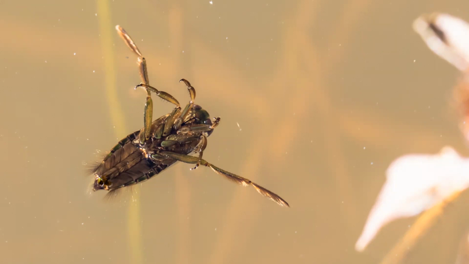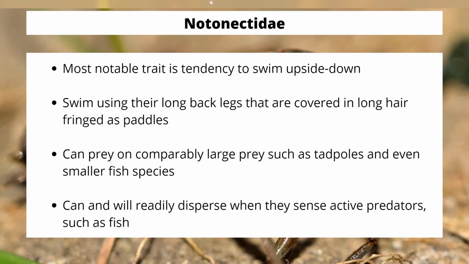There's a long fringe of hair along each segment of their legs to help them swim. They are definitely predators. They will prey on a lot of different food items. They can take things as large as tadpoles, even some fish. That gives you an idea of how capable a predator these insects are. They will disperse very readily and move between water sources very readily if they detect fish predators.